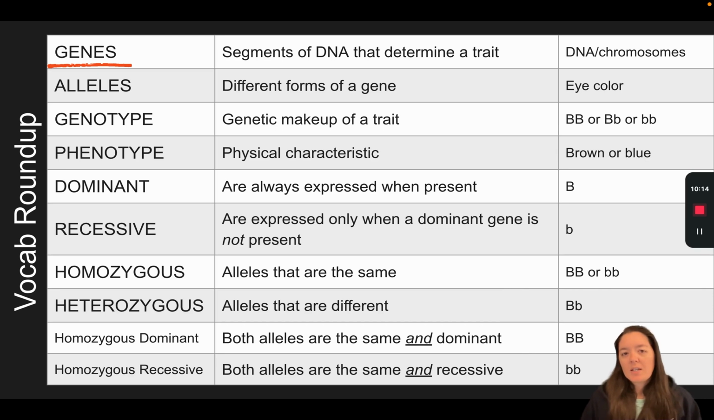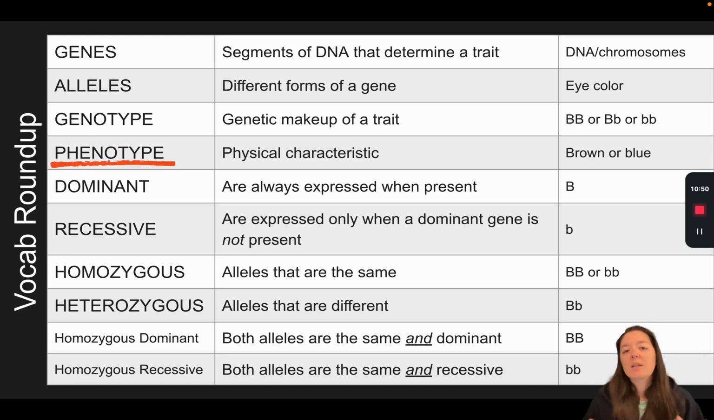Genes are segments of DNA that determine a trait, so we can find that on DNA and chromosomes. Alleles are different forms of a gene. So if we're talking about eye color as a trait, alleles are the different colors of eyes: brown, blue, green, hazel, lots of different ones. The genotype is the genetic makeup of a trait. That's where we see those two letters, one from mom, one from dad. They can be big, they can be little, they can be a mix.